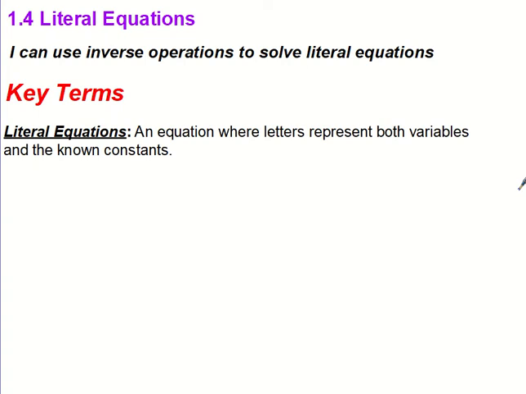All right, we are still solving equations, but we are doing what's called a literal equation. This is 1.4. We're going to still use inverse operations to solve what are called literal equations. So a literal equation is an equation where letters represent both variables and the known constants. So that means we're going to have lots of letters in this. We're not going to get down to something that says x equals 2. We are going to have letters that represent almost everything in our equation.